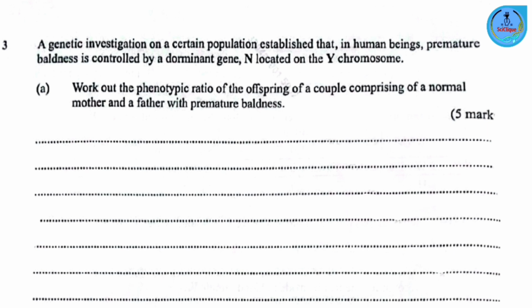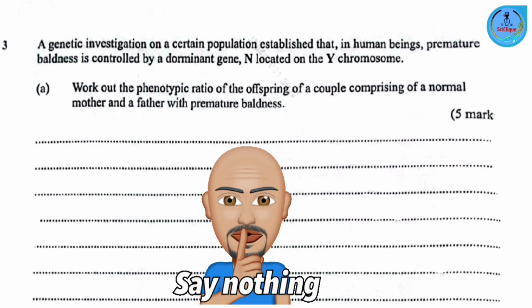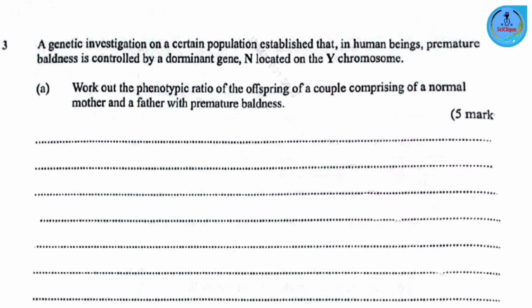A genetic investigation on a certain population established that in human beings, premature baldness is controlled by a dominant gene N, located on the Y chromosome. Part A. Work out the phenotypic ratio of the offspring of a couple comprising of a normal mother and a father who has premature baldness. Before I tackle this question, let me briefly explain, because I know some of you are going to be Form 3 students currently, so I would like you to advance with me and understand this question.